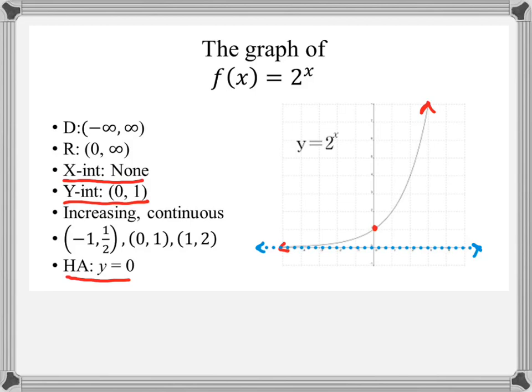This is an increasing function that is continuous everywhere, and it contains the 3 points (-1, 1/2), (0, 1), which we've already seen as the y-intercept, and (1, 2). So just a very common function that you will see as an exponential function.